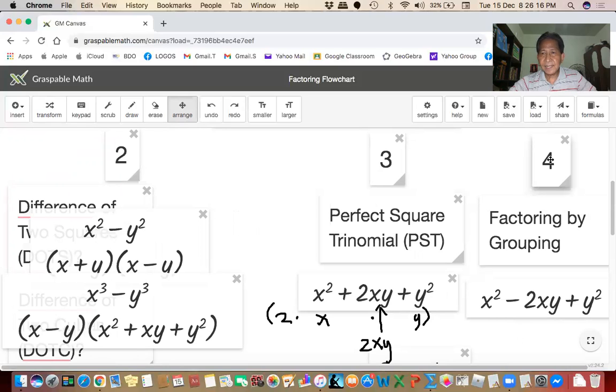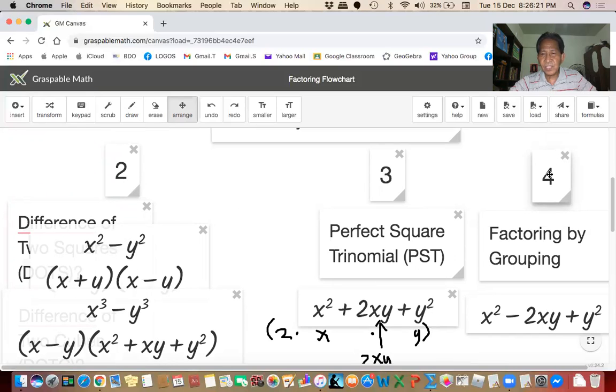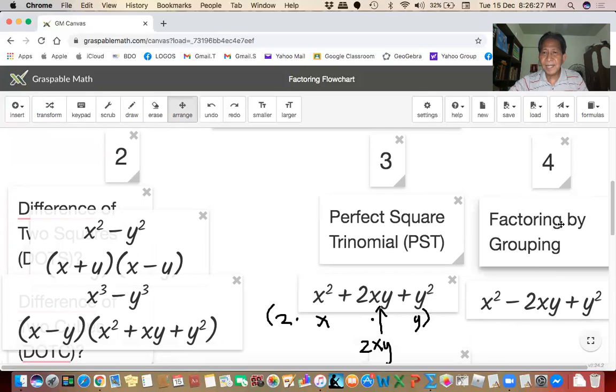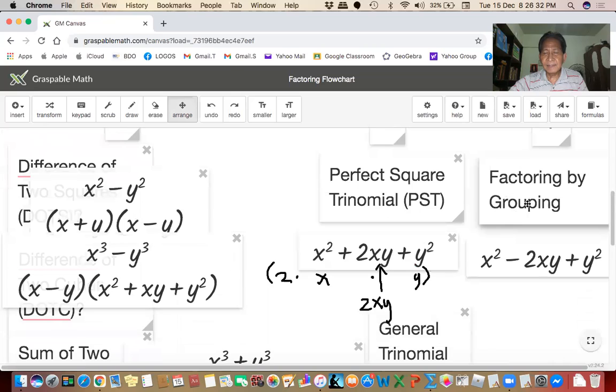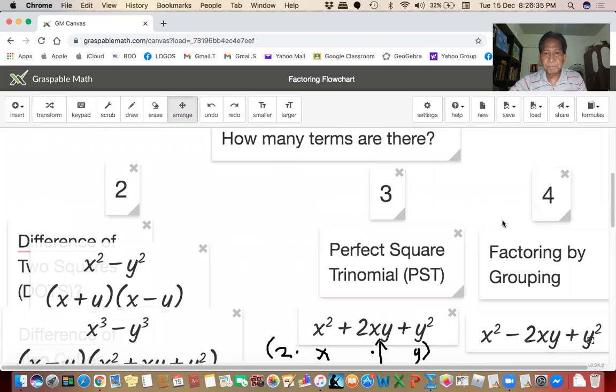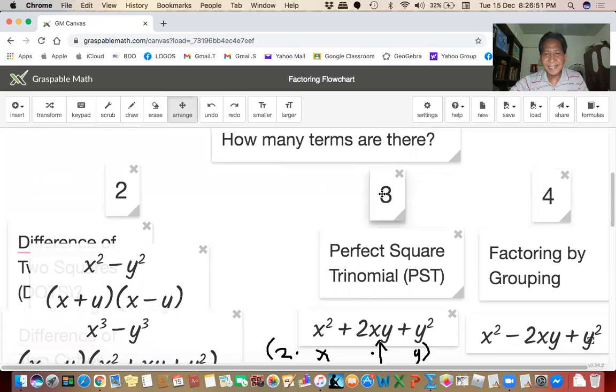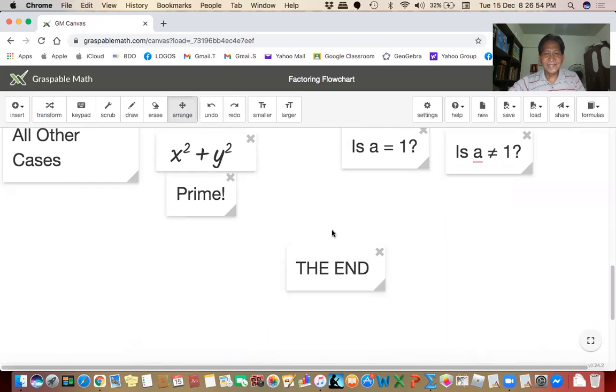Now the last case that we'll consider here is 4 terms. If you have 4 terms in the polynomial, then it's done by grouping. So we factor by grouping. Again, this will be discussed in a future video. So that's it for now. I'm going to come up with another video for binomials. There will be another lesson for that. So this is just an overview of the factoring process. Okay, so that's the end of it.